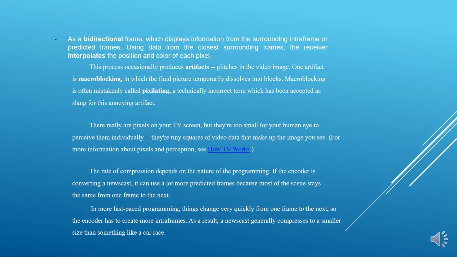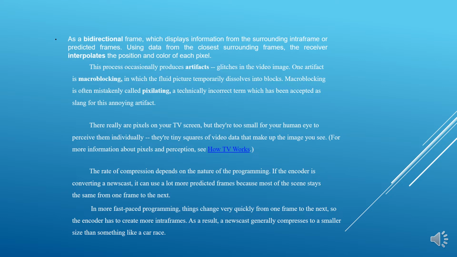They really are pixels on your TV screen, but they are too small for your human eye to perceive them individually. They are tiny squares of video data that make up the image you see. The rate of compression depends on the nature of the programming. If the encoder is converting a newscast, it can use a lot more predicted frames because most of the scene stays the same from one frame to the next.